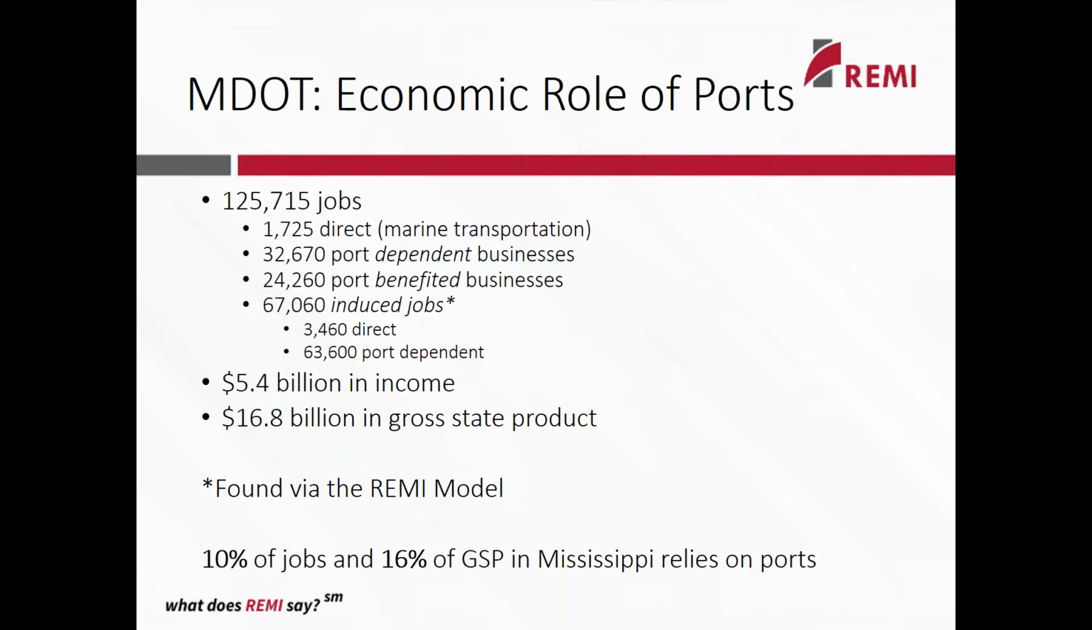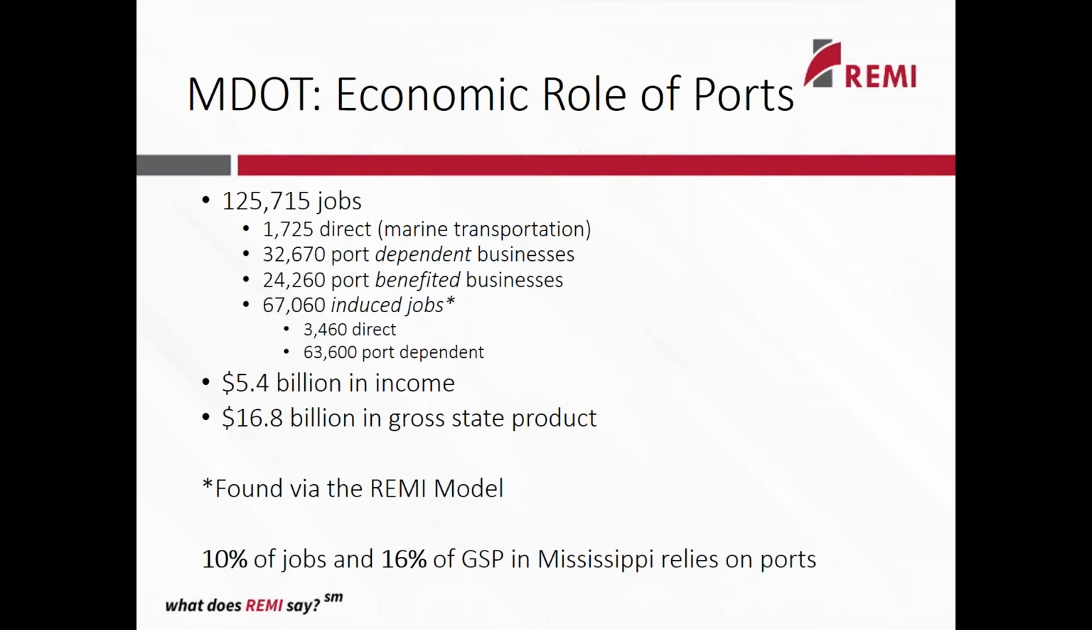And then from there, there were also benefited businesses, which were less directly tied to the ports, but in some way benefited from the port being there. And that included automotive, concrete manufacturing, newspaper and media, actually, plastics and rubber, wood and paper, electronics, and textiles. So of the total of about 125,000 jobs, about 67,000 of them fell under the induced category. This number of induced jobs was estimated with REMI's model, mostly tied to the input-output capabilities of REMI's model.